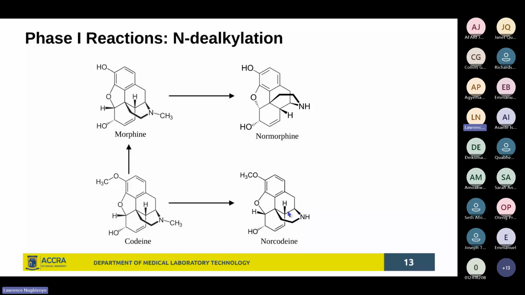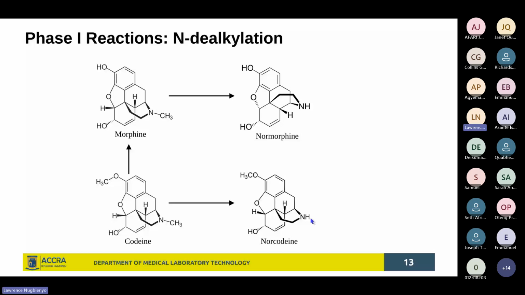Now, when you take a critical look at the structure of codeine, you see there is an alkyl group. This is a methyl group on this nitrogen here. You see CH3, a methyl group there. But in norcodeine, in place of that CH3 is just a hydrogen. Means that alkyl group has been removed. That is dealkylation, removal of an alkyl group to form norcodeine.